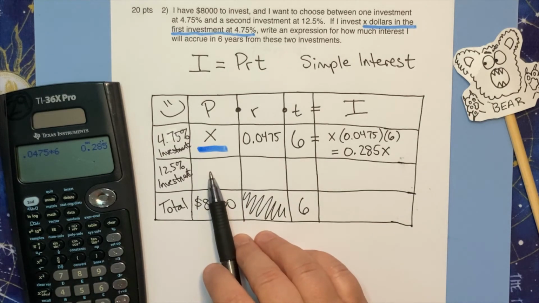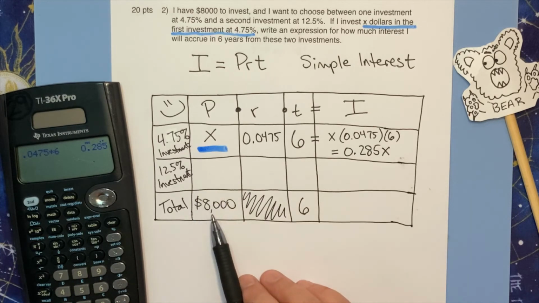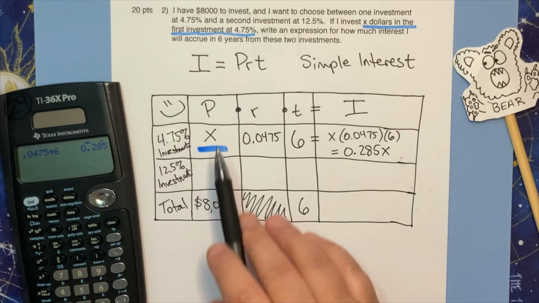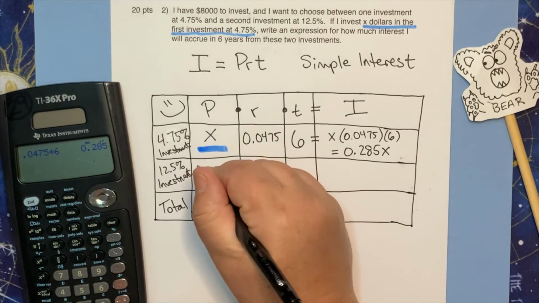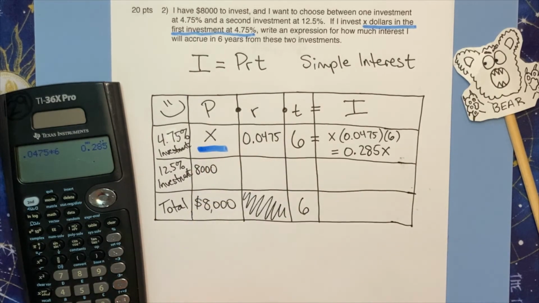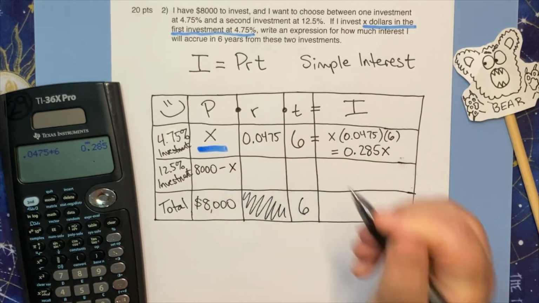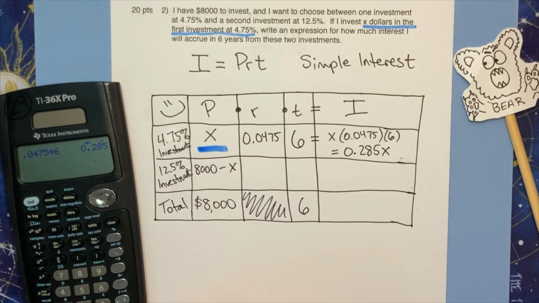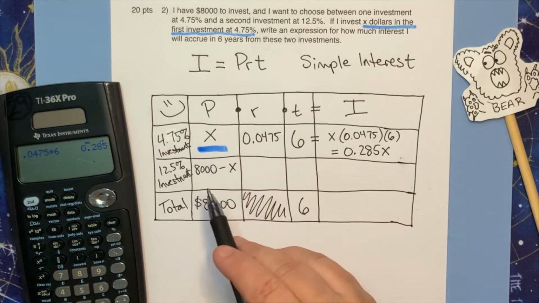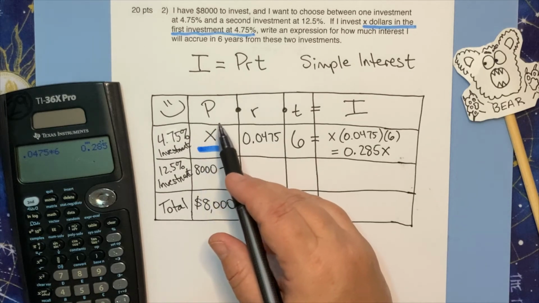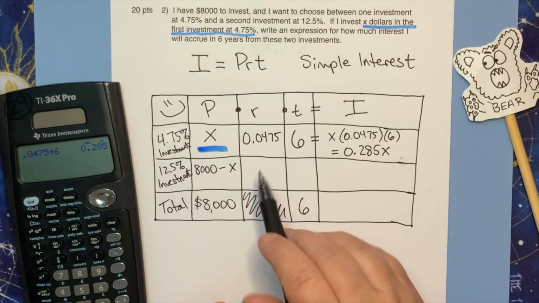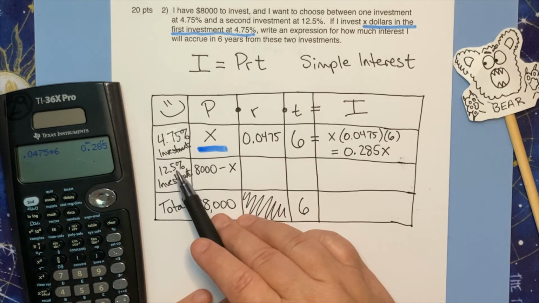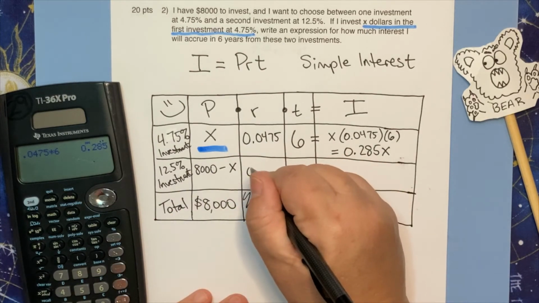So how much do I have to invest here? Well, if my total is 8,000 and I'm putting x into the first investment, then what's left is the total 8,000 minus whatever I invest in the first investment. So I've got 8,000 minus x. So if I put 1,000 in there, then this would be 7,000. If I put 2,000 here, then this would only be 6,000, and so on. I'm going to convert my interest rate from a percentage into a decimal.